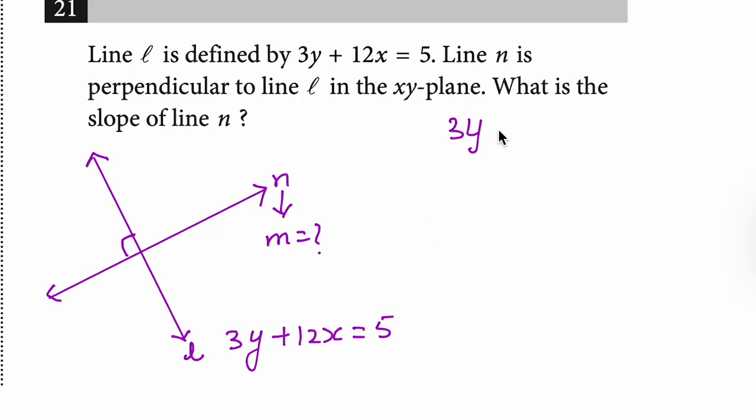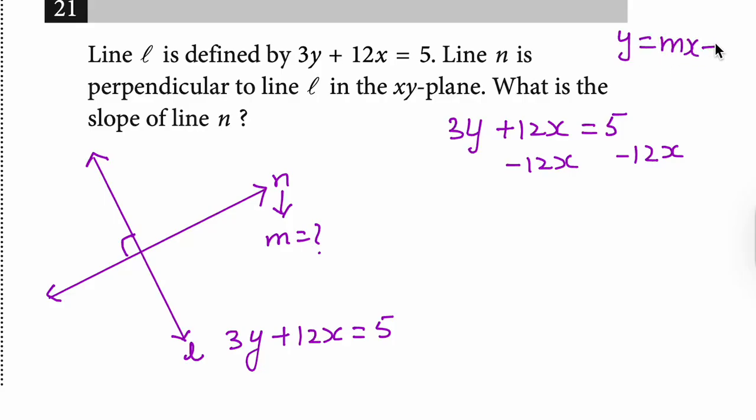So 3y + 12x = 5. Now subtracting 12x on both sides, because why are we doing this? Because y = mx + b is the slope-intercept form and m is the slope. So we have to leave y alone. So this is cancelled. 3y = -12x + 5.